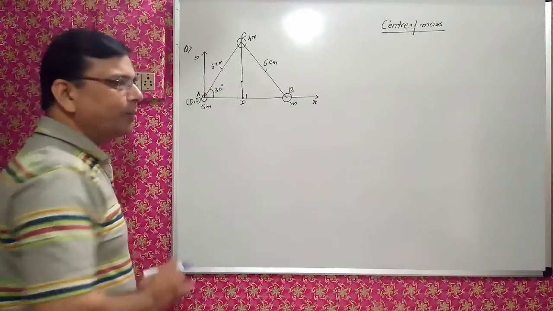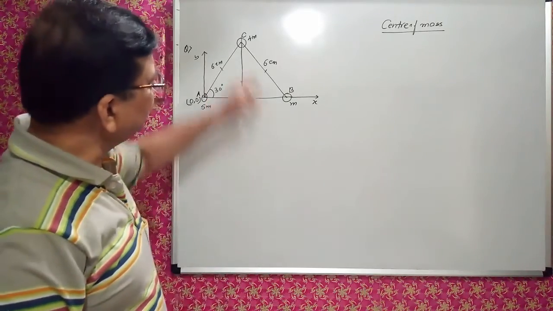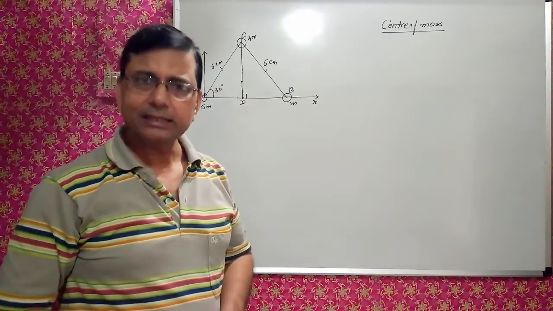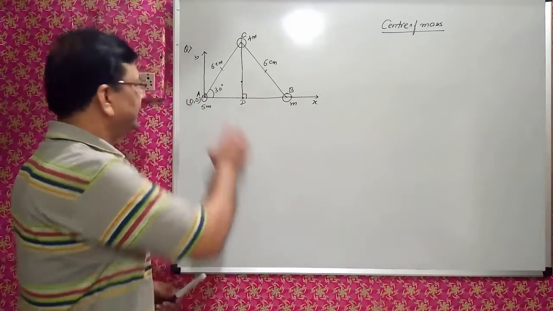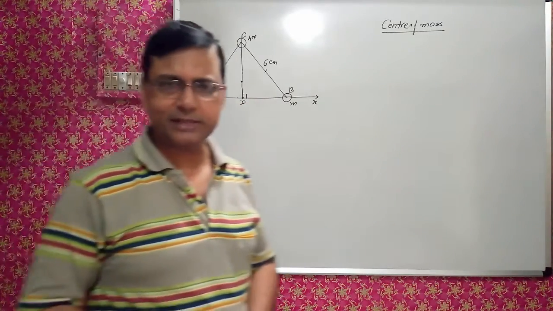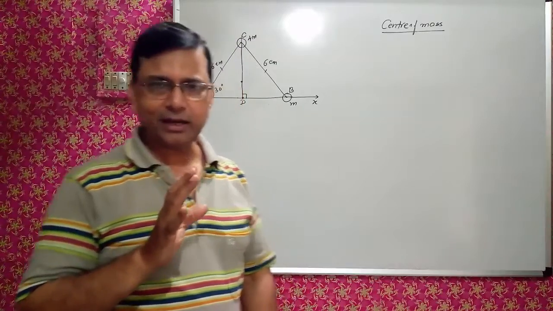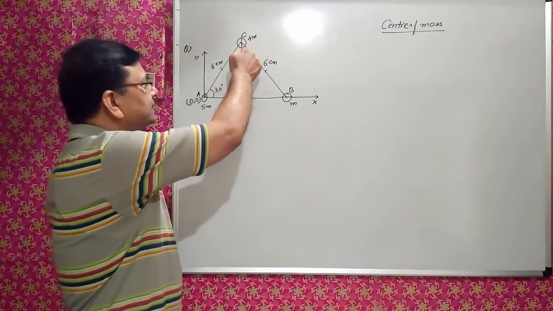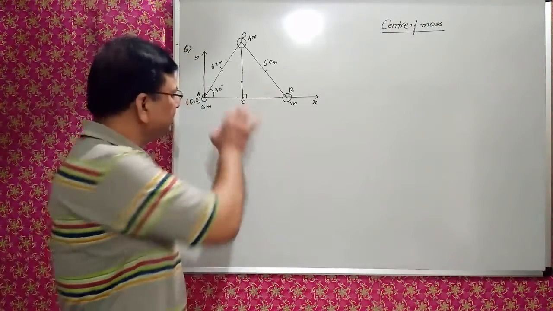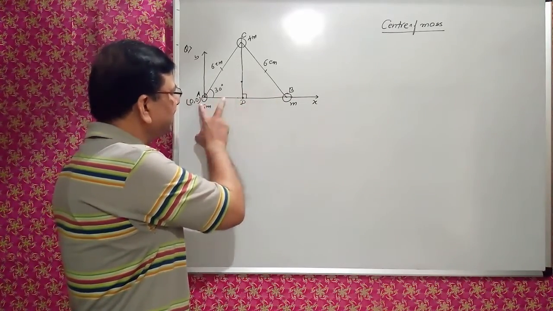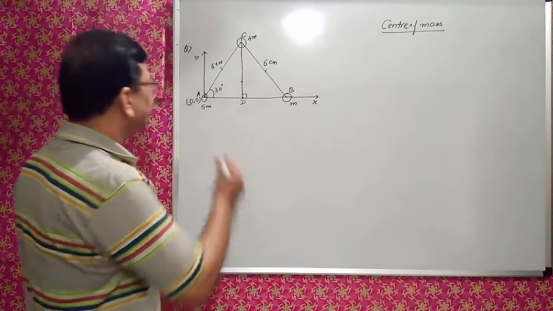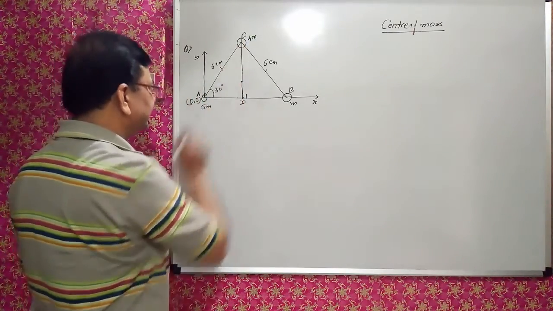And one thing we know: in an isosceles triangle, if a perpendicular is drawn from this vertex on AB, right, it will bisect the side AB. In geometry you have studied that in an isosceles triangle, if a perpendicular is drawn from this vertex, then this point bisects the line segment AB. You have already studied that. So you will find AD and CD.